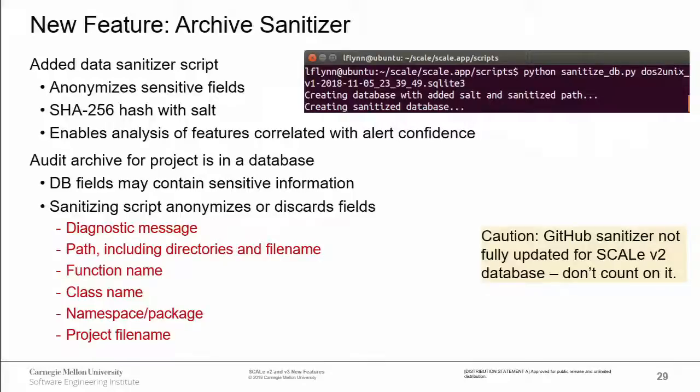Users run this Python script on the exported project database, as shown in the screenshot on the top right. In this bash shell terminal, you can see that from the top directory where Scale is kept, the Python script is run, and it creates a new database that stores the salt and a new database that doesn't have the salt, that just has the sanitized data. The fully sanitized database is the one that would be shared with other organizations. An organization should keep the salt private for increased security of their sanitized data.